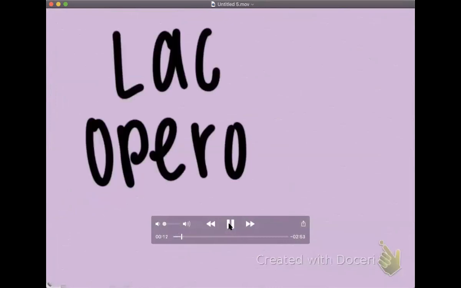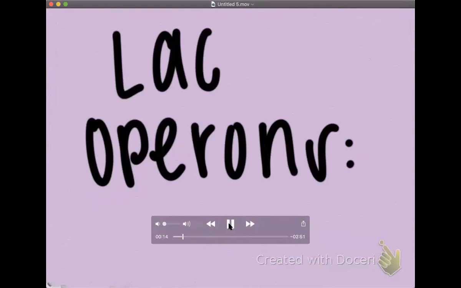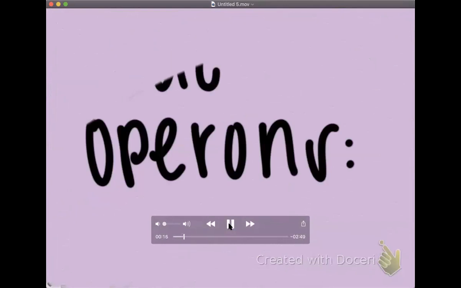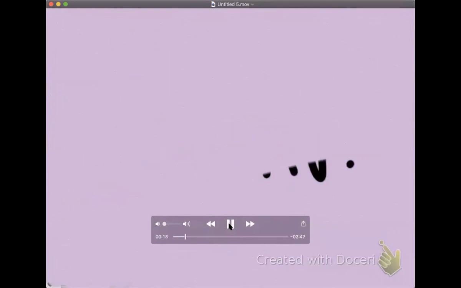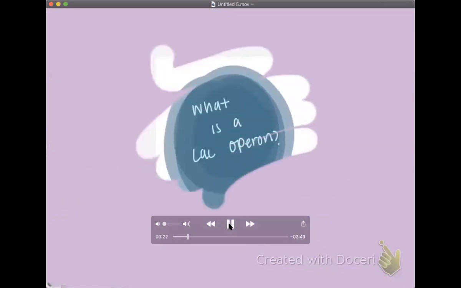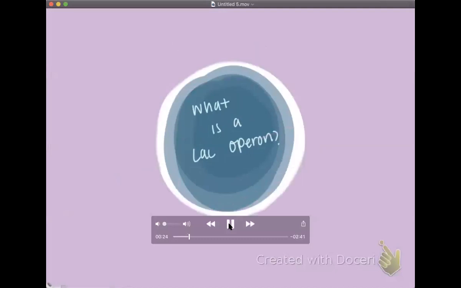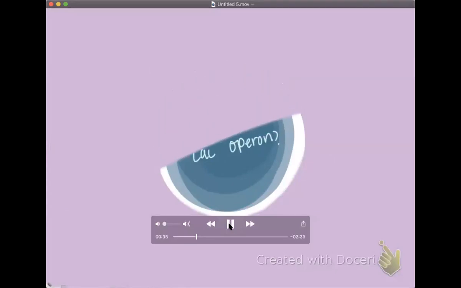This presentation is on lac operons. An operon is a unit of DNA that has a cluster of genes. These genes are all controlled by the same promoter. Lac operons control the metabolic functions of cells that break down lactose. So they allow for the metabolism of lactose to occur.